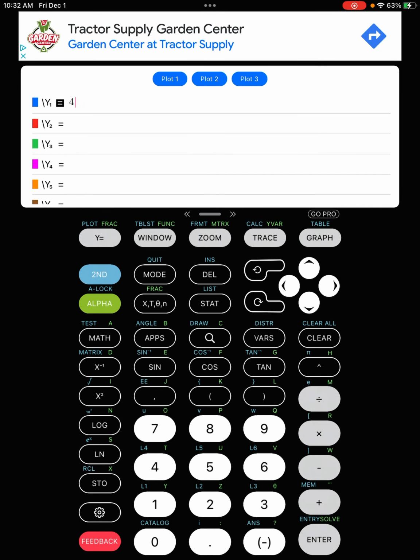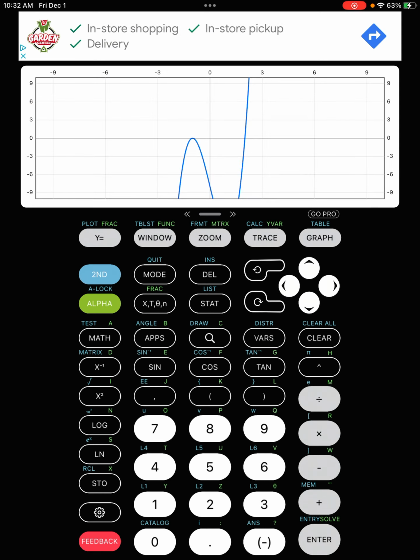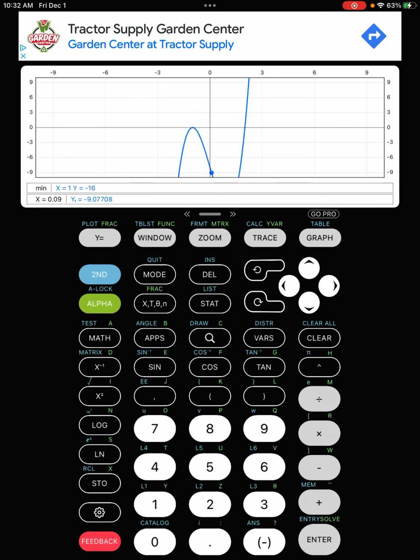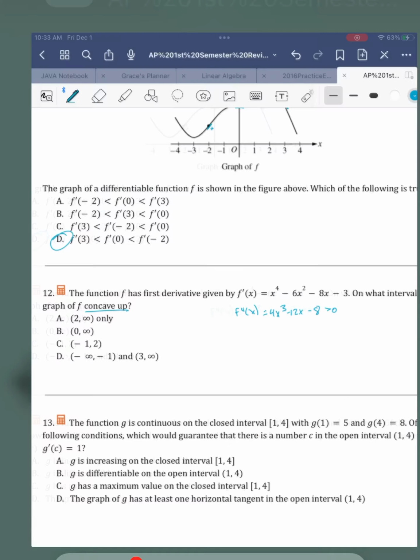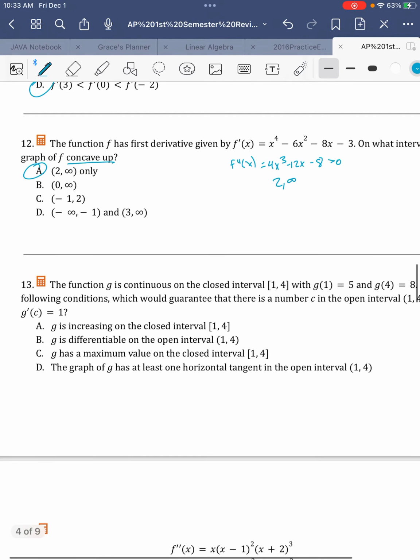So I'm going to go to my calculator. This is different from the calculators we have in class. This is more like a TI-84, but it's what I have. So 4x cubed minus 12x minus 8. I'm going to graph that, and I want to see where this graph is positive. Well, I can see that this graph is only positive for the very end. So I'm going to try and find that point. Okay, and in this case, that point is at 2. It crosses the x-axis at 2, so from 2 to infinity our graph is positive, and since the second derivative is positive, that means it would be concave up. So 2 to infinity is where we would be concave up.